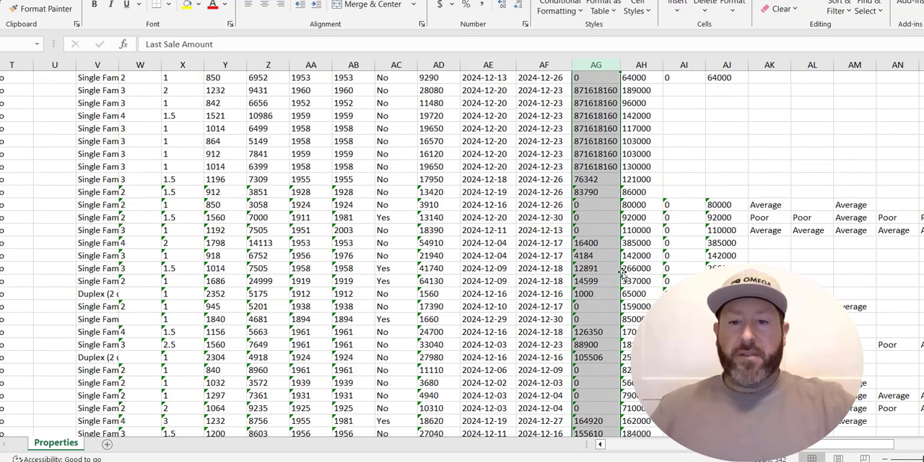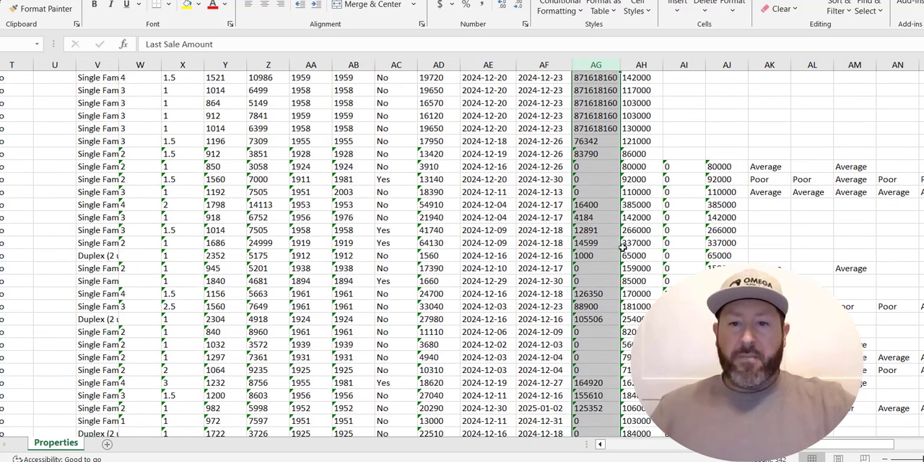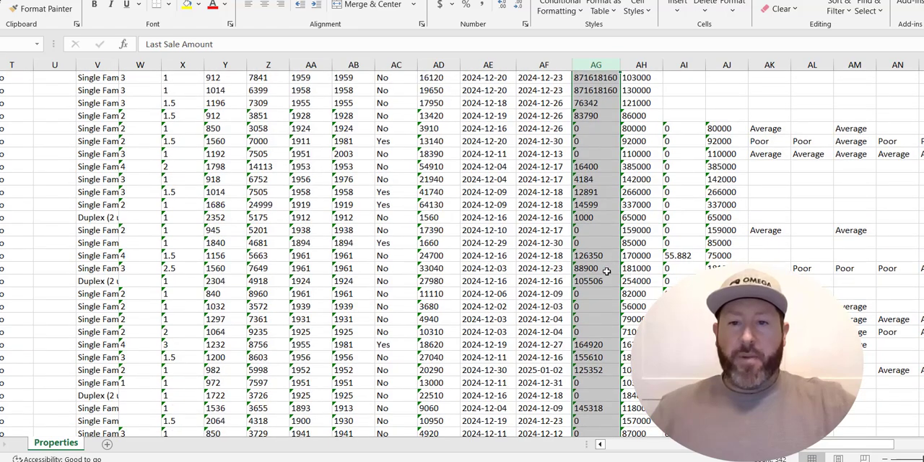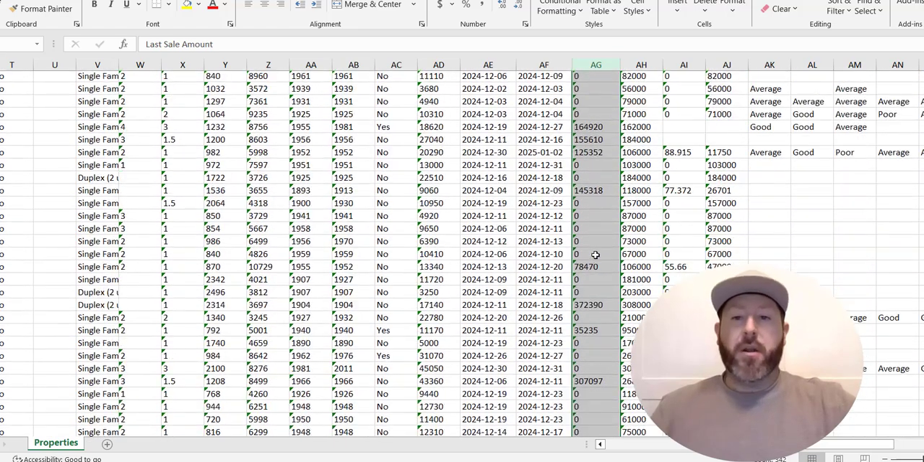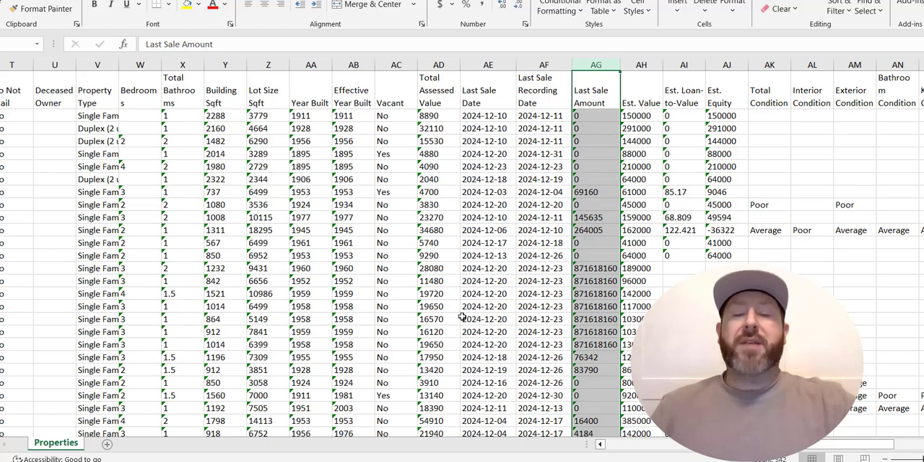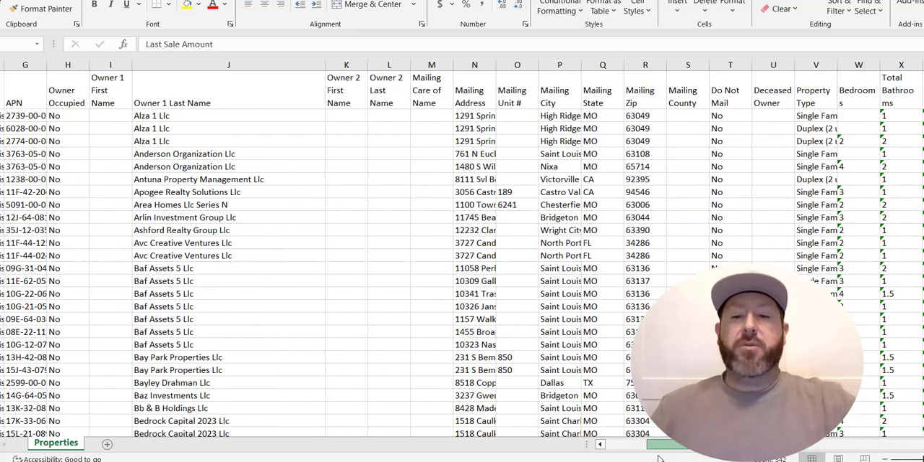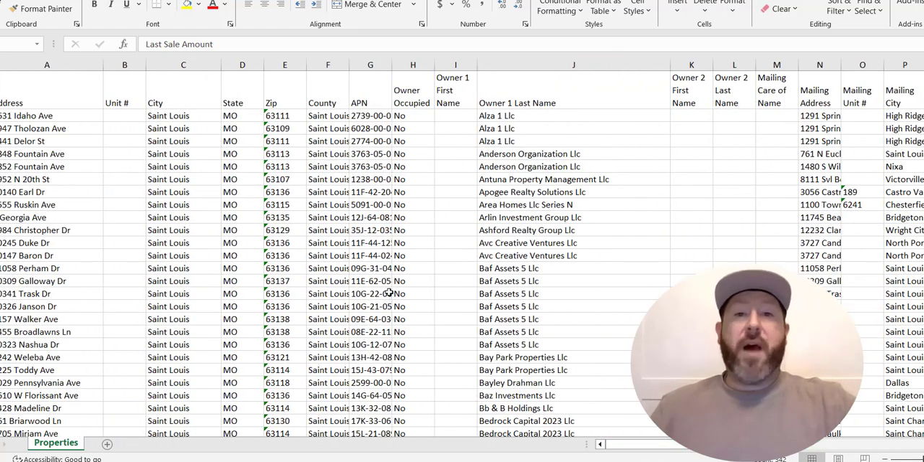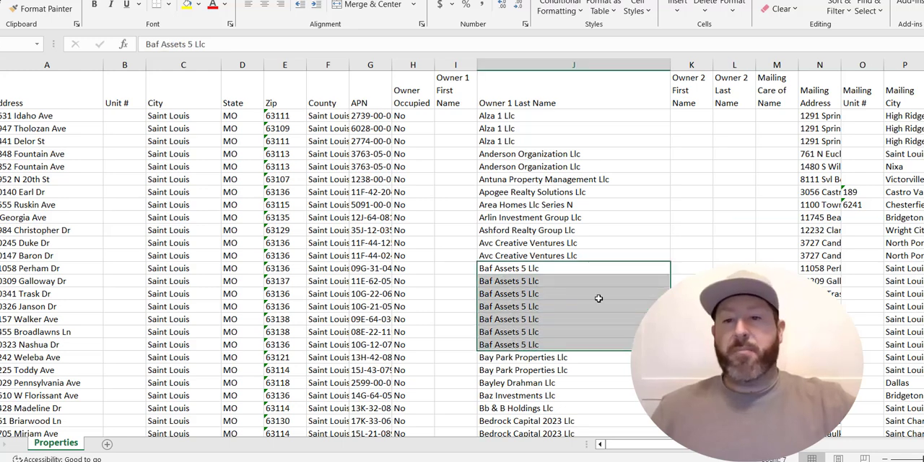Scroll down here a little bit. We can see here a lot of these buyers are paying at or above retail for properties, and some aren't. So what we want to do is identify the buyers that are paying the most, and we just need 3 or 5 of these buyers. So if we can see here, this company here, they bought a lot of properties. Let's say that they bought and are paying the most in our area.